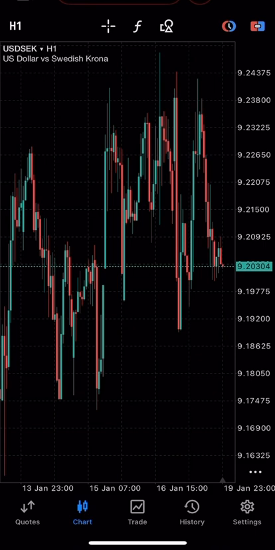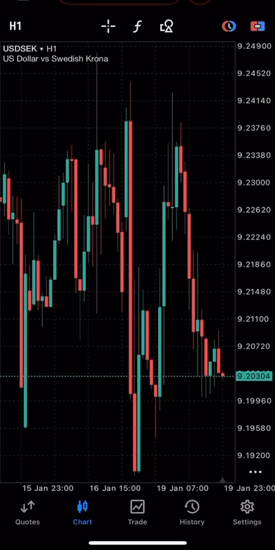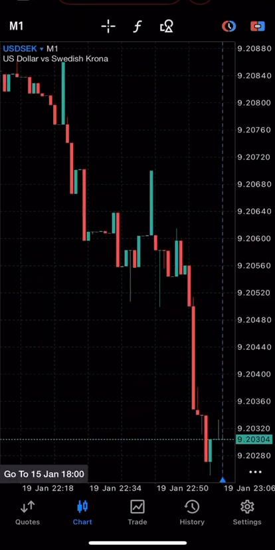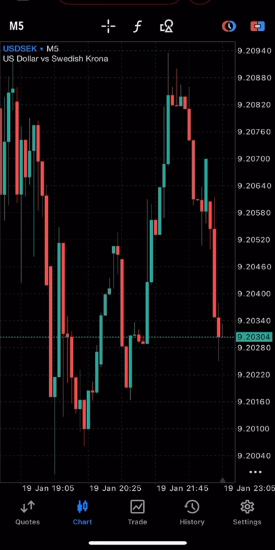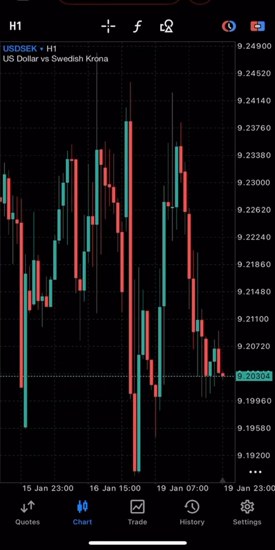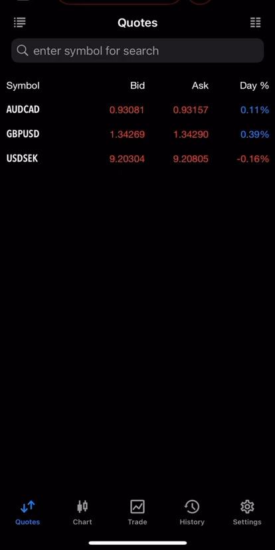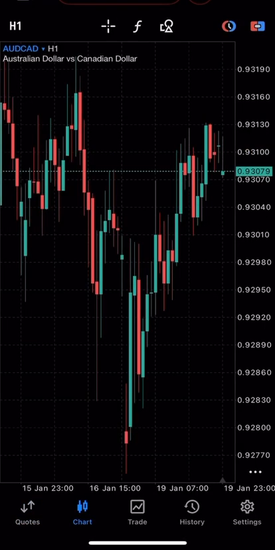Now this is where we come to the chart. So this is the chart. Now I want to show you guys the ask and the bid. So let me go to 1 minute. I think this market is already closed. So okay, let's use GBP. Let's use AUD. So click on chart.